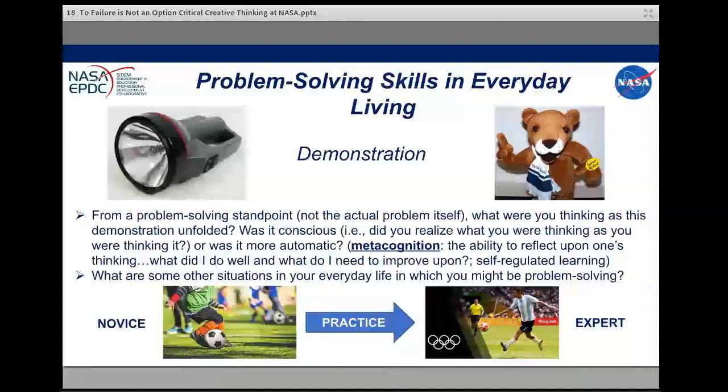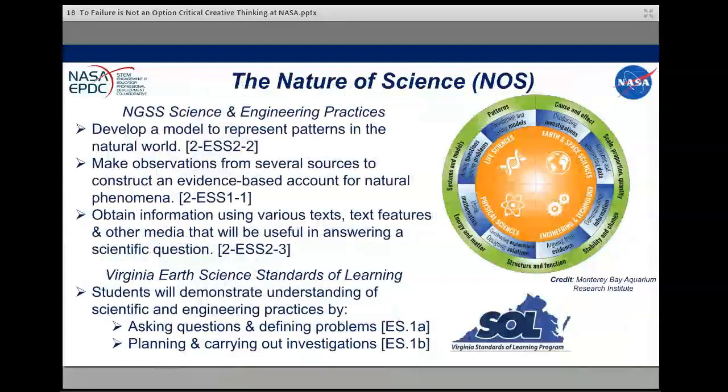We think of it sometimes as self-regulated learning. And so what I want to do right now before I go to the next slide is invite you to drop in the chat box some other areas in your everyday life where you, your children, your students, your friends, just people might be doing problem solving, might need these skills. So go ahead and drop in the chat box some ideas while I move on to the next slide here, some ideas of where you might use problem solving skills in your everyday life.